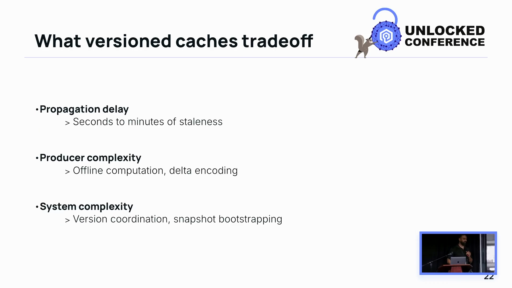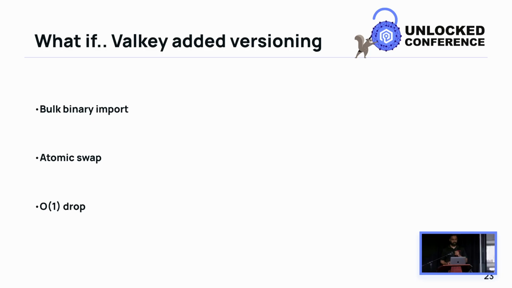But it's not free. There are real costs. The main one is propagation delay, seconds to minutes to hours between when a producer writes and when a consumer sees. So if you need real-time, mutable, record-level, high-throughput mutability, this is not your paradigm. Producer complexity and system complexity for building things like version coordination and snapshot bootstrapping are also real costs, but those are engineerable. Which brings us to why we're standing in front of you specifically.